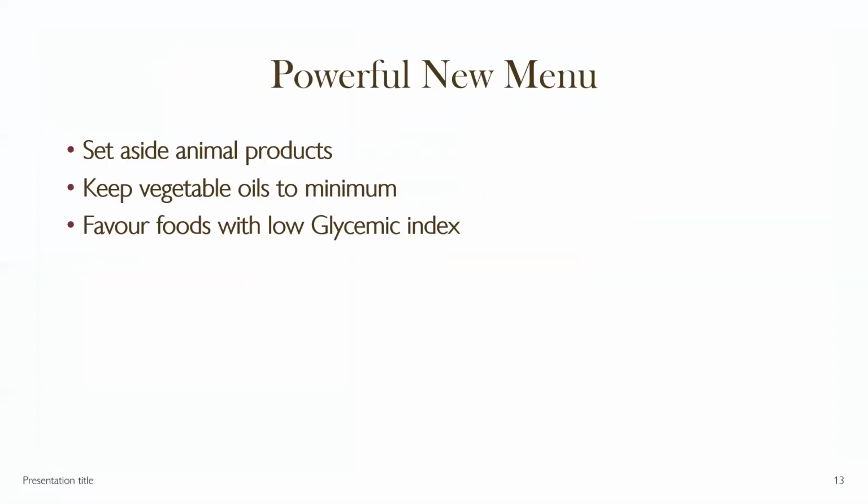A new understanding of type 1 diabetes. Set aside animal products. Animal products include dairy products and also meat. The big problem with animal products is they only have fat, but they don't have any fiber. This is one of the major causes of diabetes.